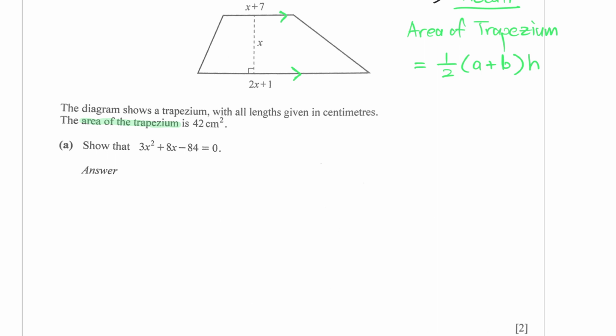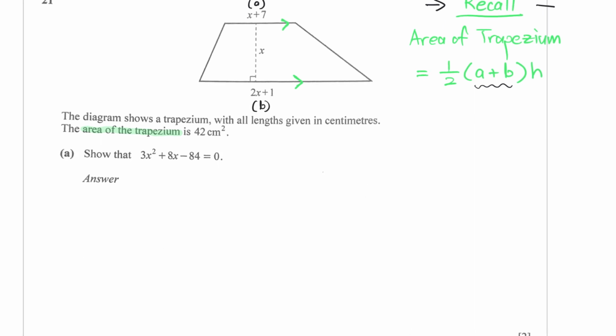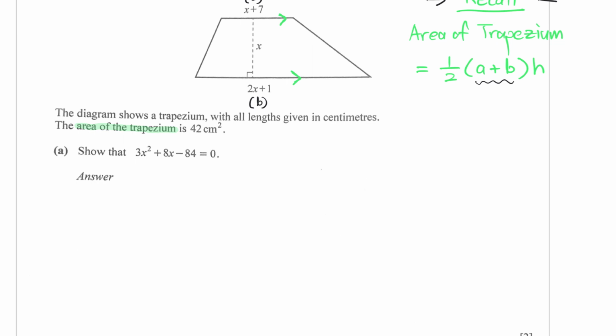So recall it's half multiplied to the sum of the parallel sides, which in this case will be x plus 7 and 2x plus 1. This is the a and b of the formula. The sum of the two parallel sides multiplied by the height, which will be x in this case. Right? So the trapezium has these lengths, and we know that the eventual area is 42 centimeters squared.